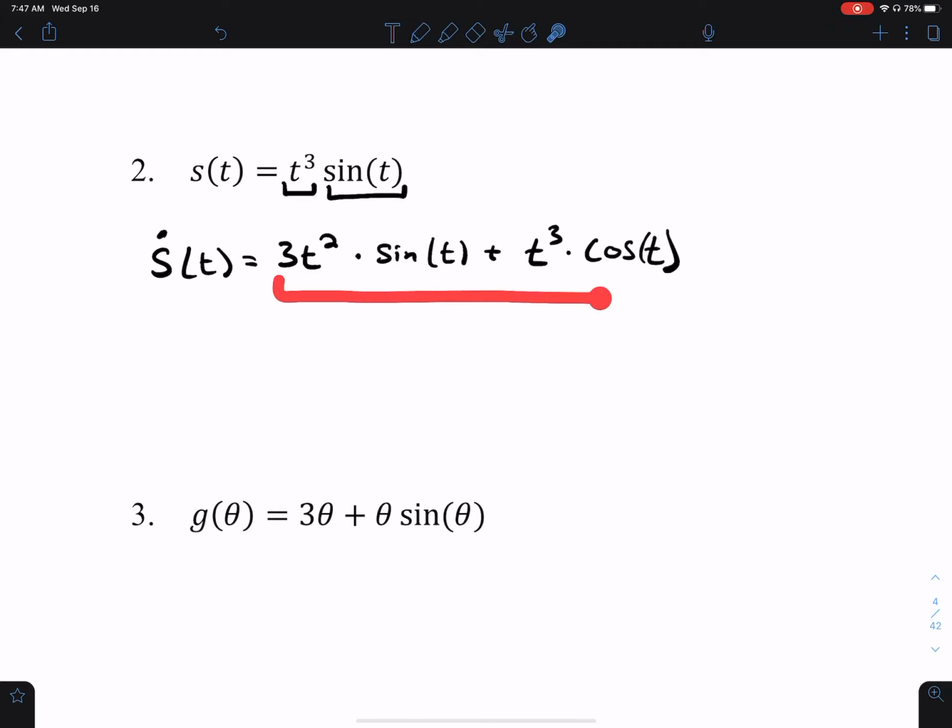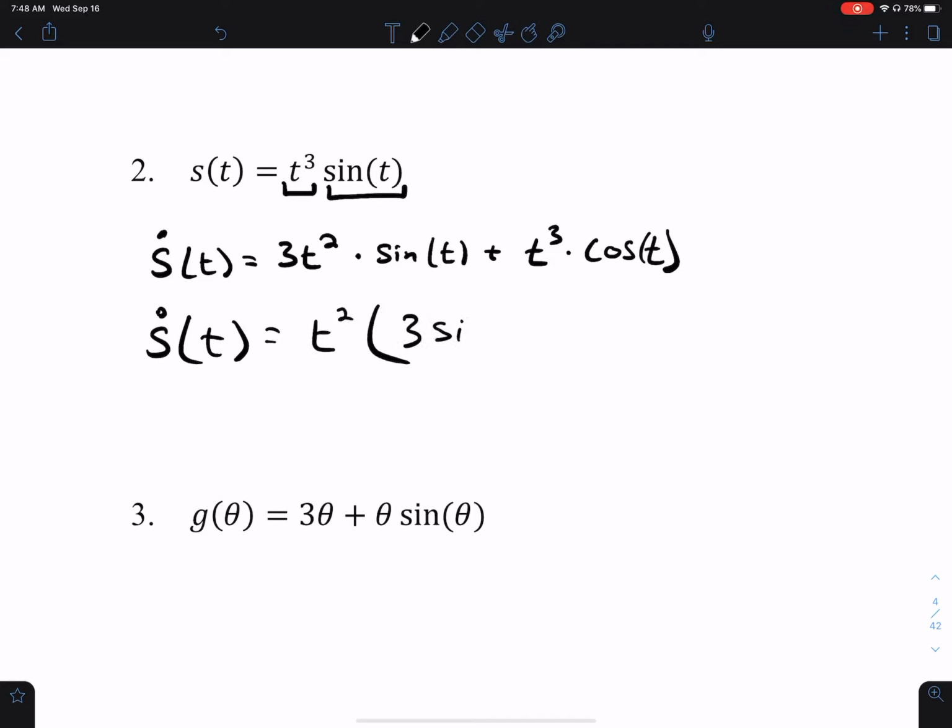Now we could leave it like this, but a lot of times if we're trying to do some special stuff here, we're going to factor if we can. And this first term and the second term both have a GCF, common factor, of t squared. So s dot, we could factor that out to the front and leave it as 3 sine of t plus t cosine of t. If this was a free response question, you would not have to do that unless we need to do something special with this. Once again, I won't get into what that special thing is right now. But your answer could look like either of those.